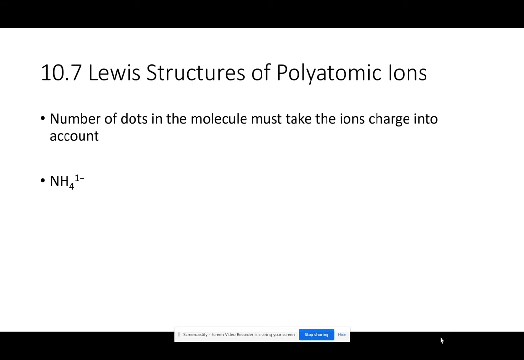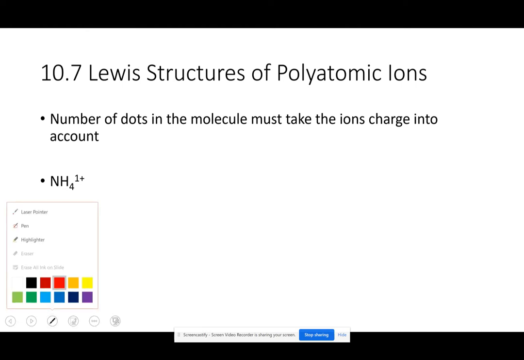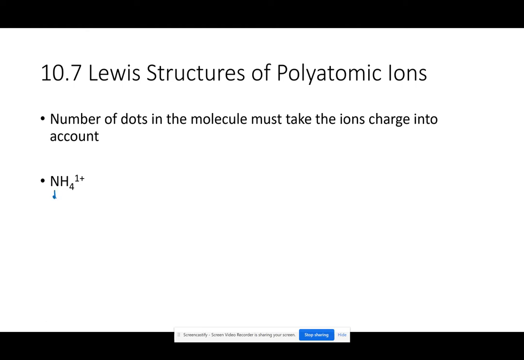When you are doing Lewis structures of polyatomic ions, it's pretty much the same as Lewis structures of neutral molecules, except that you have to take the charge into account when adding up the number of electrons. So nitrogen has 5 valence, hydrogen has 1 valence, and there's 4 hydrogens, so that's 9. But then I got to take that plus 1 into account.